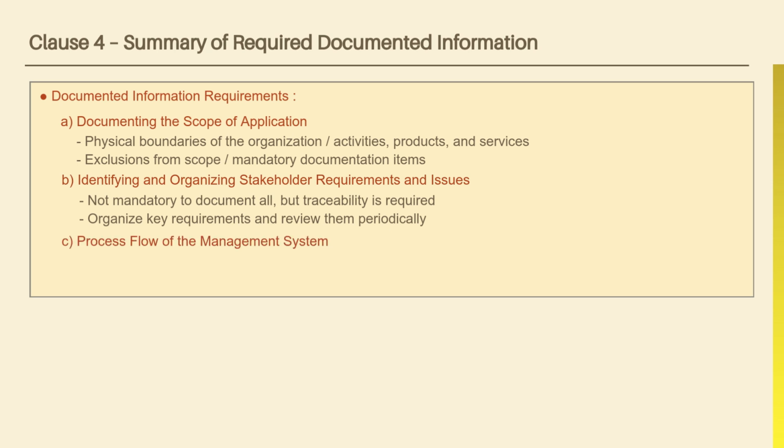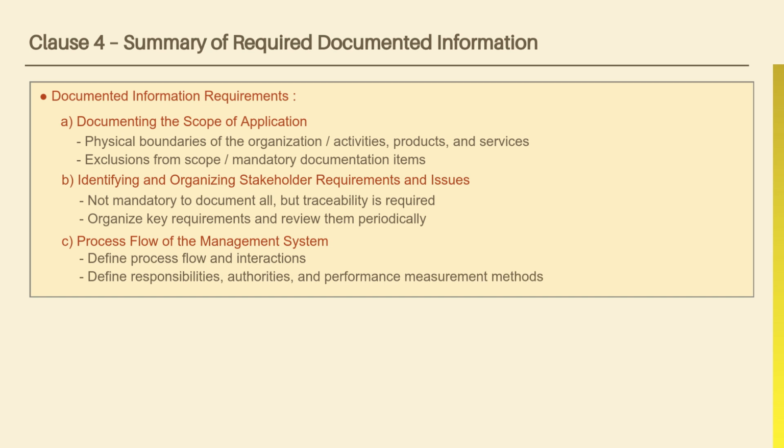C. Management System Process Flowchart. The process flowchart of the occupational health and safety management system and the interactions between processes must be defined. Responsibilities and authorities for each process should be established, and performance measurement methods should be defined to ensure continuous improvement of the system. How this information is documented is important.